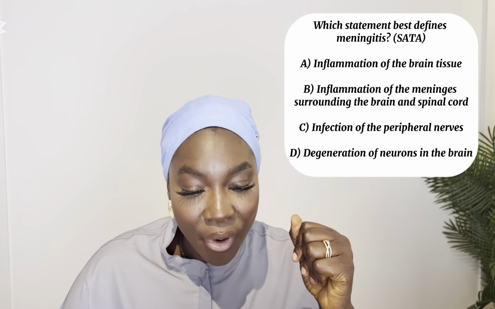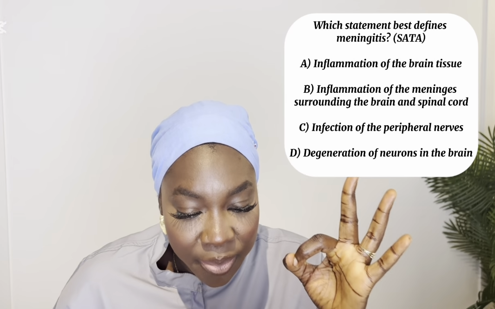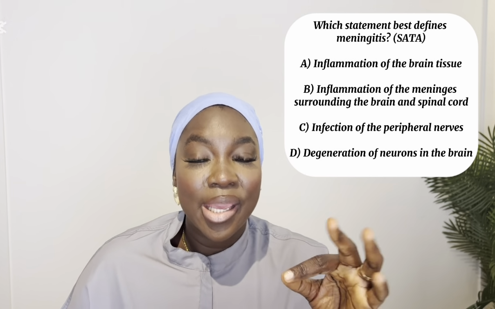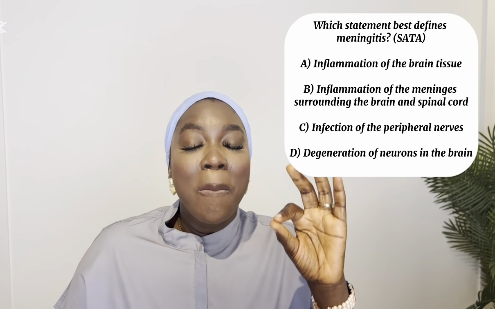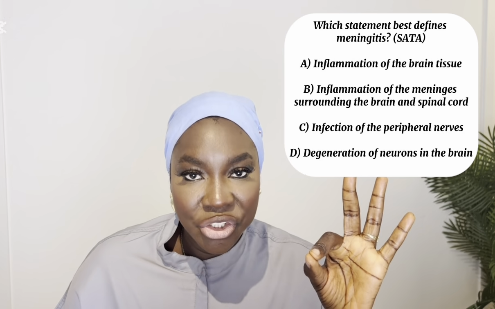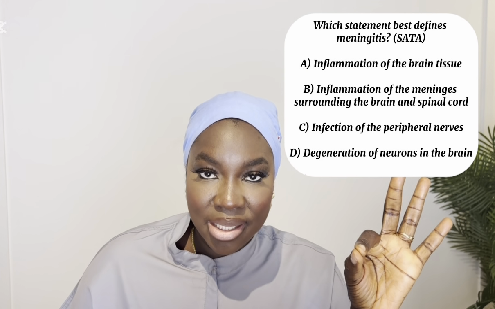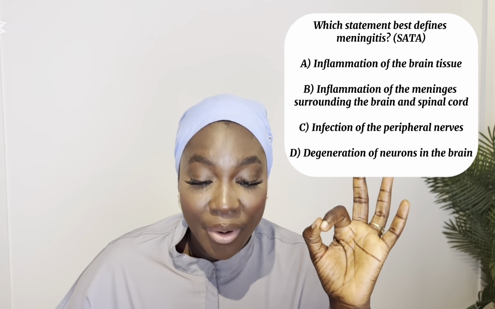Okay, now D says degeneration of neurons in the brain. Now, this describes neurodegenerative diseases like Alzheimer's disease, like Parkinson's, and not meningitis. Okay, so meningitis is acute inflammation and not progressive degeneration. Does that make sense? Okay, so that also makes it wrong. So our right answer remains B.